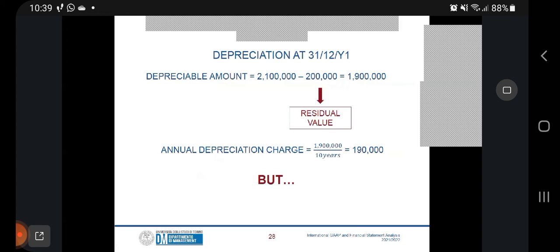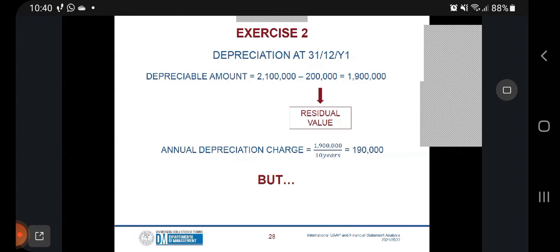As always, at the end of the reporting period, we have to compute the depreciation. The depreciable amount is always equal to the difference between historical cost and residual value, namely 2.1 million minus 200,000, equal to 1.9 million. This is the depreciable amount. When considering the annual depreciation charge, you have to compute 1.9 million out of 10 years, which is equal to 190,000.